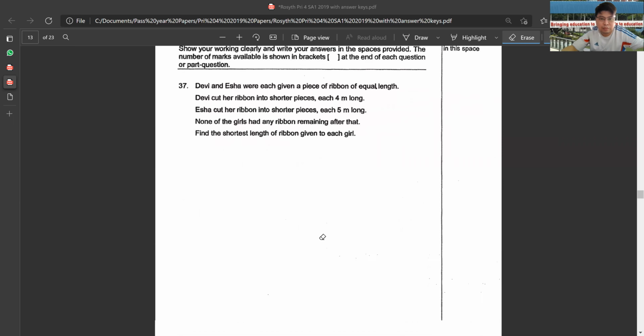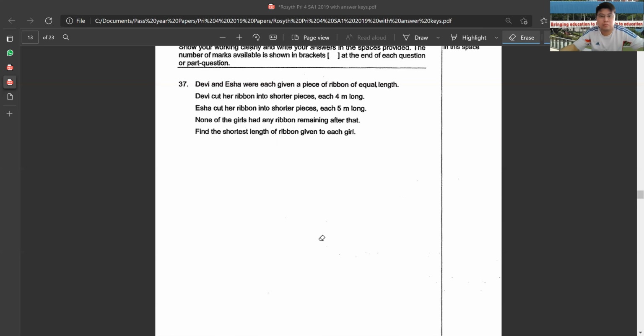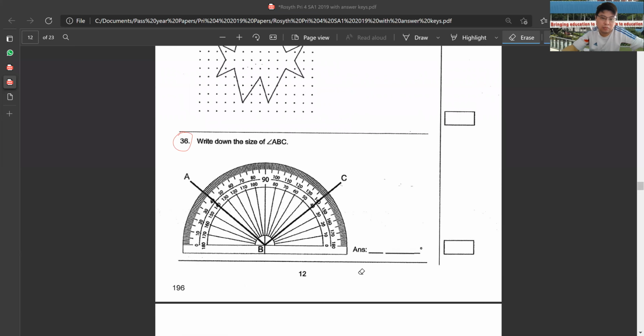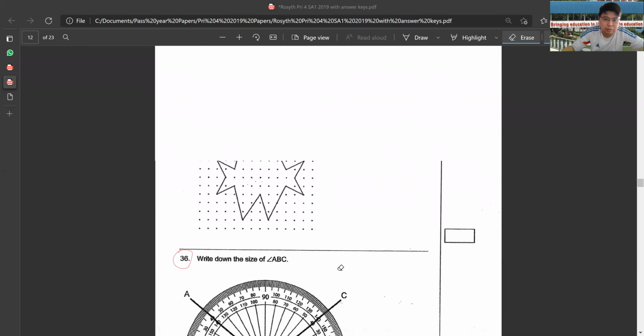37. Is there a better way? Is there a shorter way to draw this?